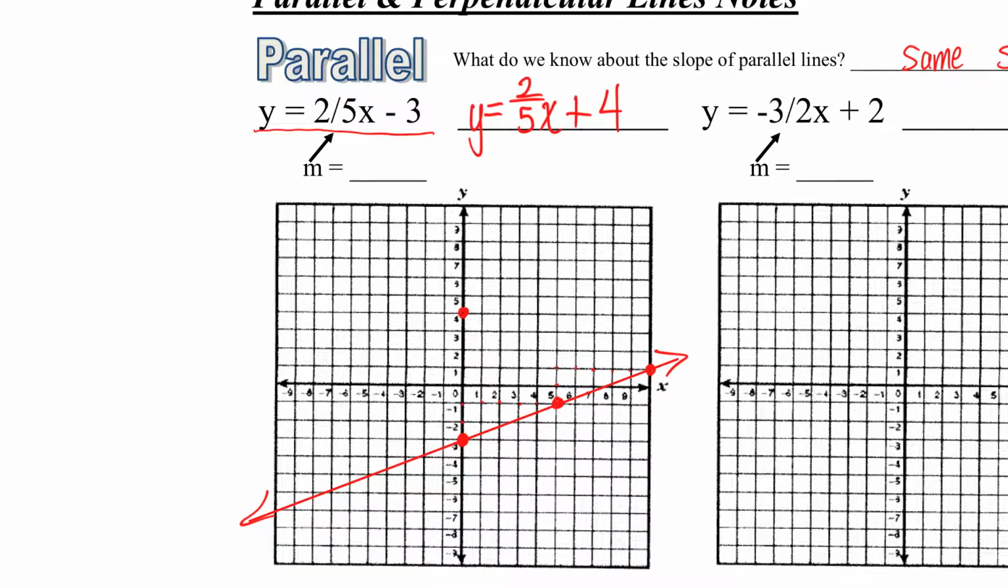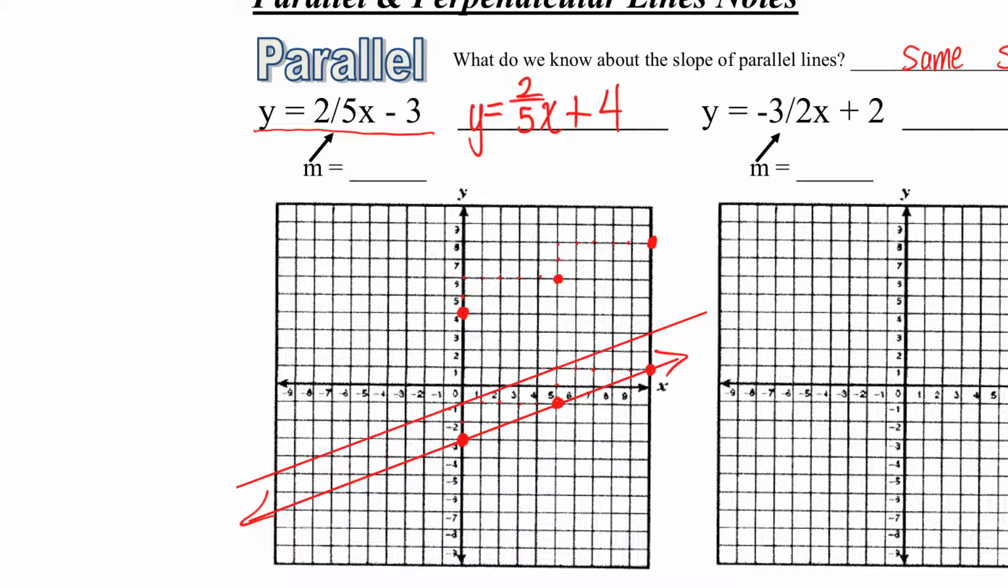So it crosses at 4, and it's up 2, right 5. Up 2, right 5. That would put it parallel. Okay. So is it parallel right there? Yes. Where does it cross the y-axis right here? At 4. What if I did it like this? Are they still parallel? Yes.